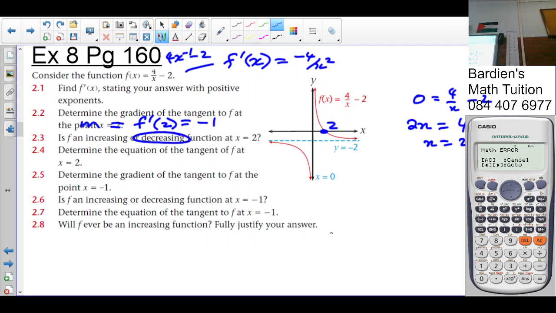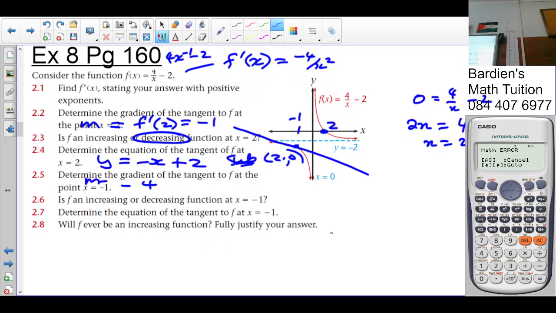Determine the equation of the tangent of f at 2. So y is equal to negative x plus 2. Okay, there, that's the point we're going to substitute, 2 and 0. So if you put 2 into f of x, you get 0 out. Determine the gradient of the tangent at x equal to minus 1. So minus 1 will be approximately here. That's what they're looking at. Okay? Determine the gradient. The gradient is going to give you negative 4. If you put minus 1 into there, you get negative 4.